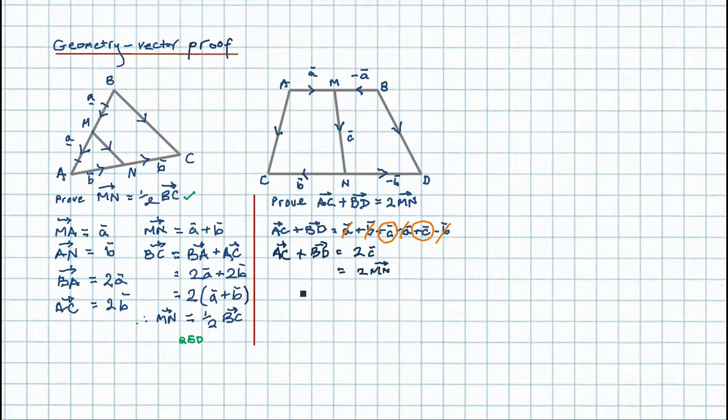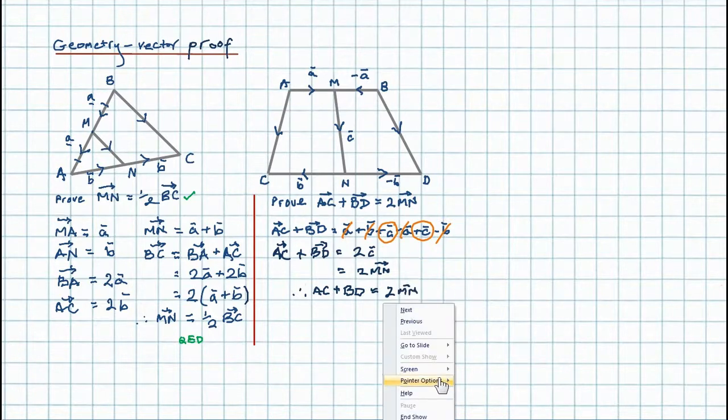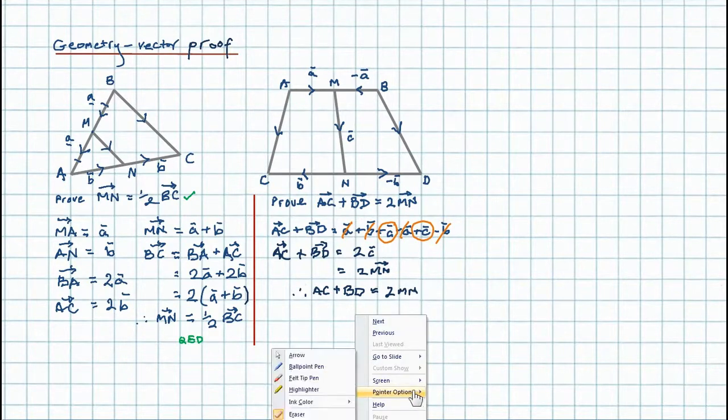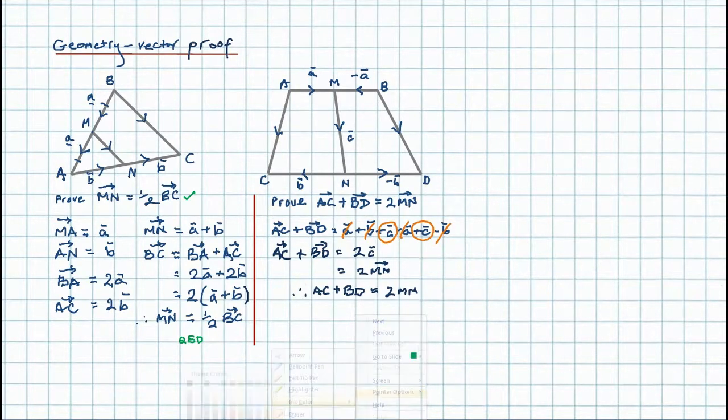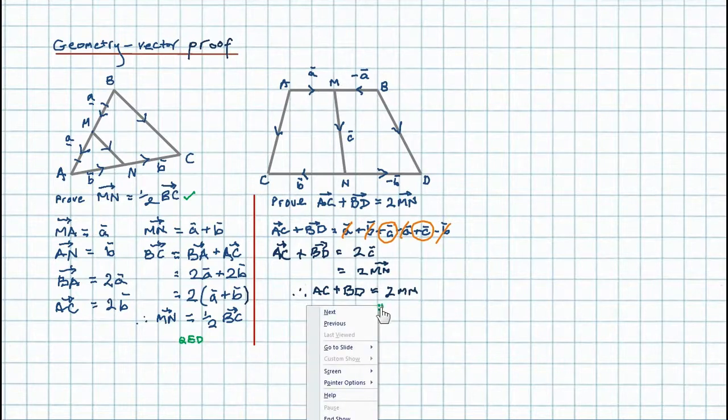Therefore, A to C, or AC rather, plus the length BD must equal 2MN. We don't need the vector notation there. And that, as Euclid would have said, was precisely what we were required to prove. So, QED.